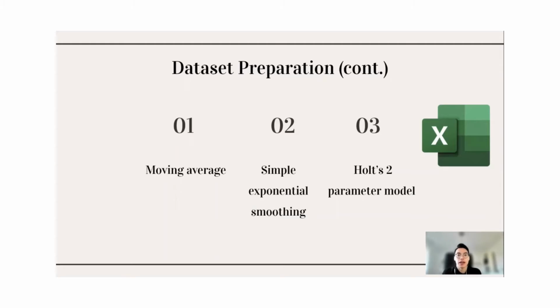For all of the basic forecasting models, whether it be the 3, 4, 5 points moving average, simple exponential smoothing, or Holt's two-parameter model, we use the formulas provided in the production and operations management as well as the supply chain management textbooks. Additionally, these calculations were done in an Excel file.